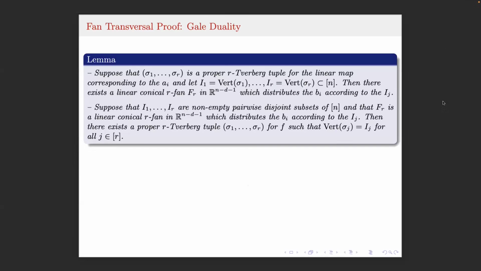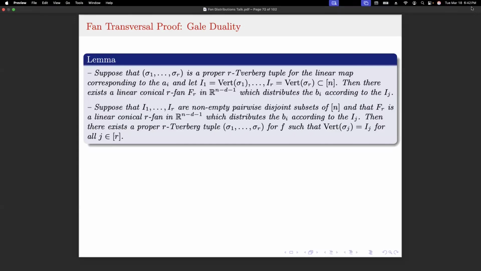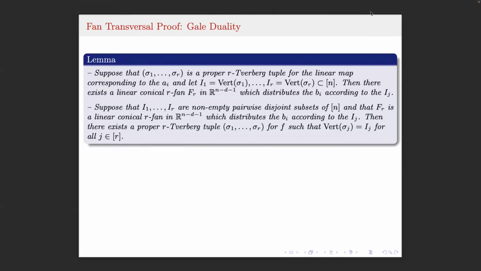So this is probably a mouthful. I say that there's a one-to-one correspondence between these two ideas. So namely, if I have a proper Tverberg tuple for a linear map corresponding to a_i, when I look at the Gale dual, there's a linear conical fan distributing them, and it distributes the b_i according to the I_j in this exact same distribution pattern. And the converse is true as well. If I have a bunch of pairwise disjoint sets, and that I have a linear conical fan which distributes those according to the I_j, then there's going to be a proper Tverberg tuple for the a_i such that the vertices of my sigma_j are precisely the I_j.